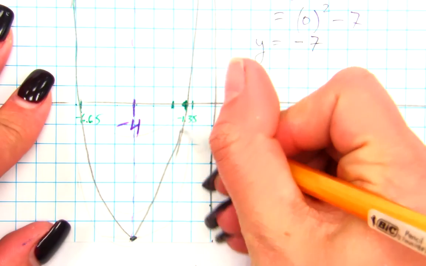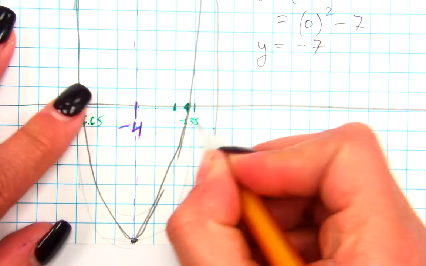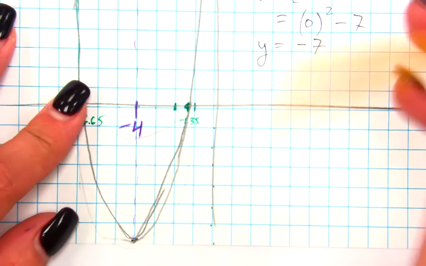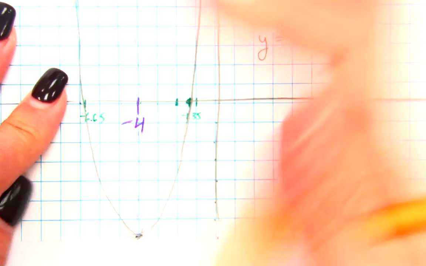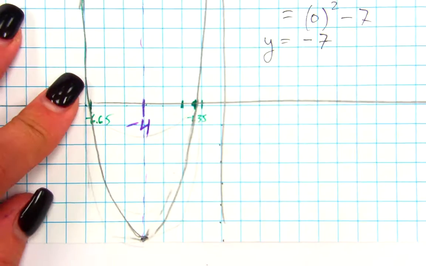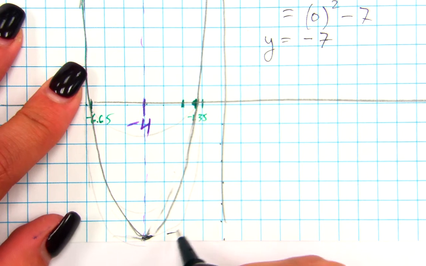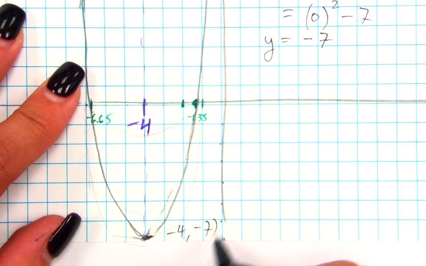Down here, and then come back up again. It's going to have a curve to it. Ignore the V shape because it's not right. And we're done. So now, let's see. Our vertex is at -4, -7.